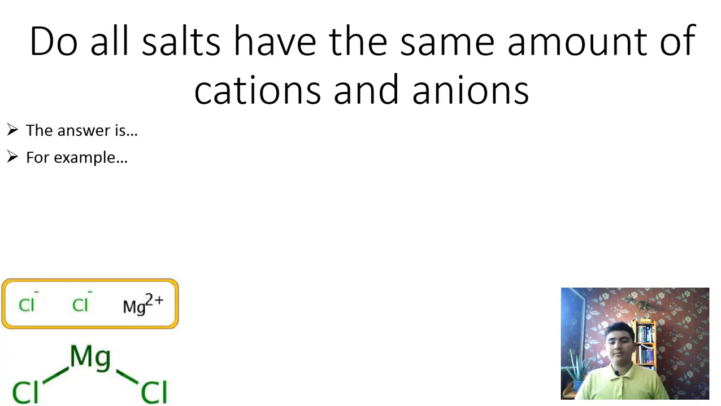Okay, and as you can see in this picture, magnesium has a 2+ charge, and chlorine has a -1 charge. So magnesium binds to two chlorine atoms so that they can become a compound which is neutral.